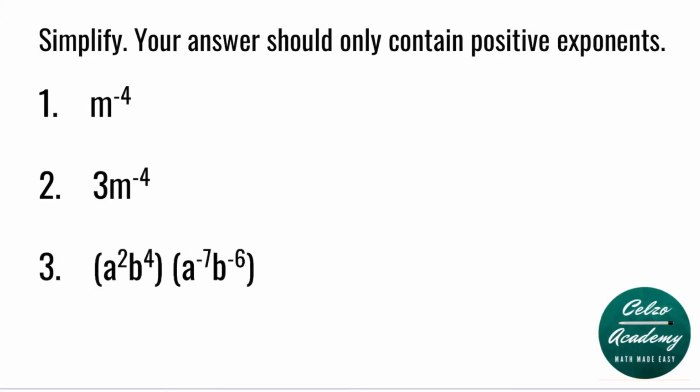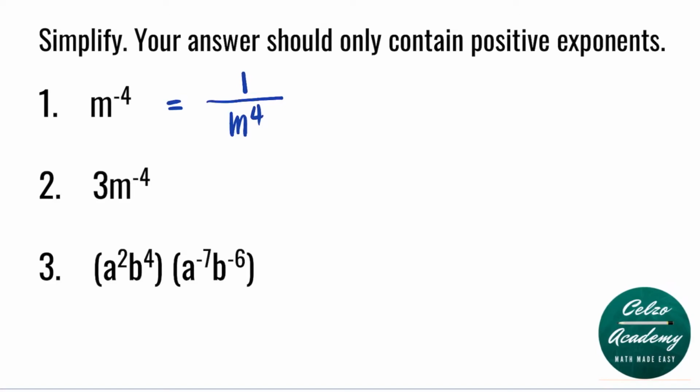Simplify. Your answer should only contain positive exponents. Number 1. m to the power of negative 4. Using the negative exponent rule, we simply move m to the power of negative 4 below, and that turns to a positive exponent. And then the numerator should be equal to 1. So number 1 is the same thing as 1 over m to the 4th.